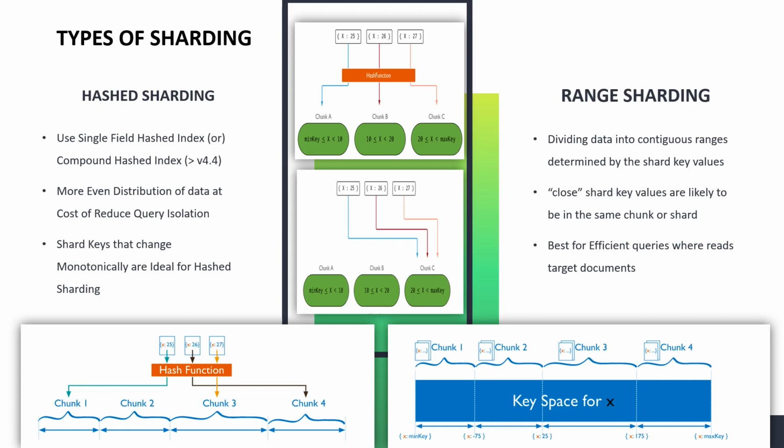The next case is range sharding, where we can specify the lower and higher value for the particular shard, and the corresponding values get stored inside that particular shard. So you're dividing the data into continuous ranges determined by the shard key values, and close shard key values, for example 25, 26, 27, all those three will go into one particular shard. So it is not as evenly distributed, but at the same time, if your query is targeted at that particular shard, then it is more efficient to have a range partition.